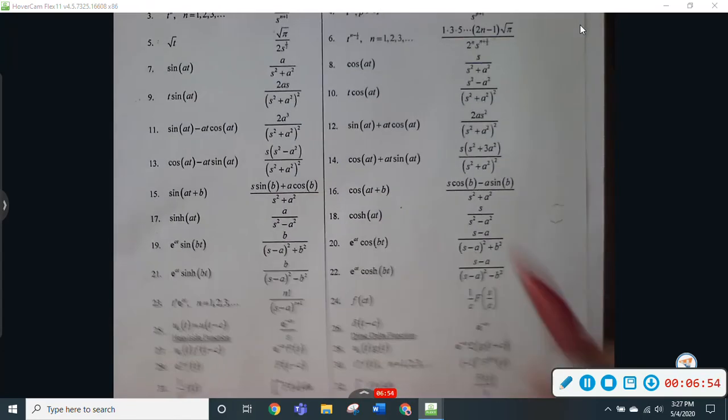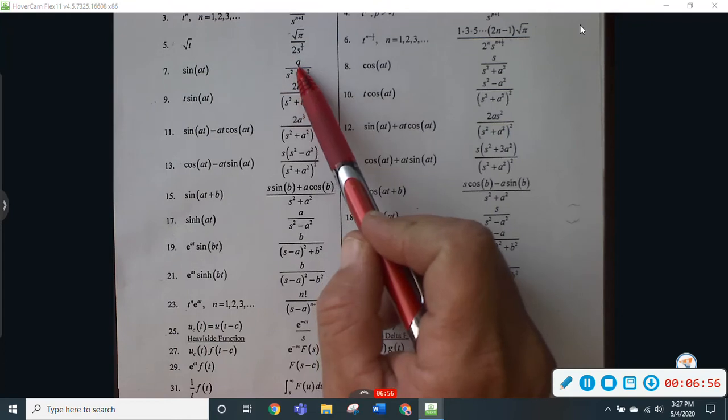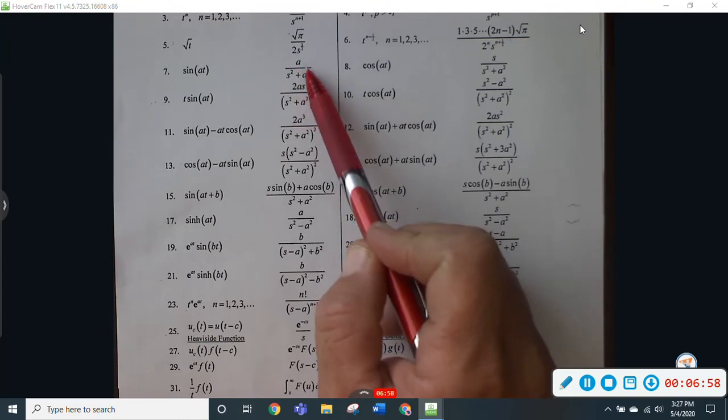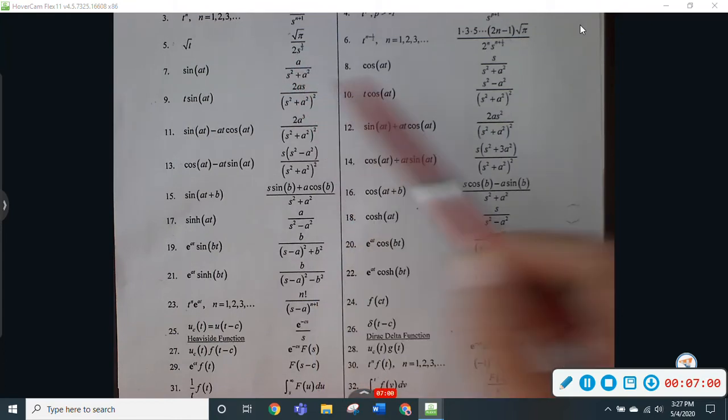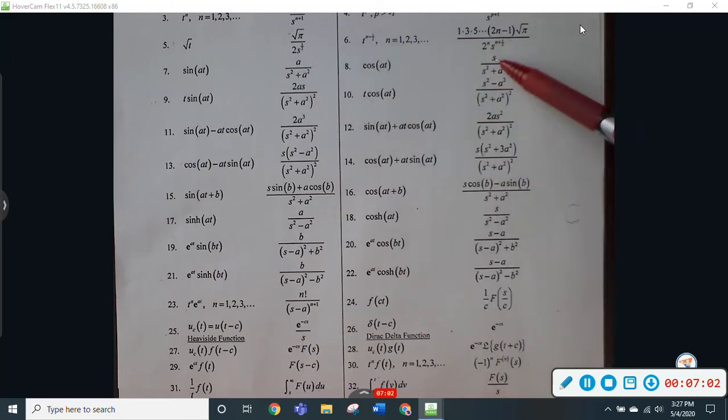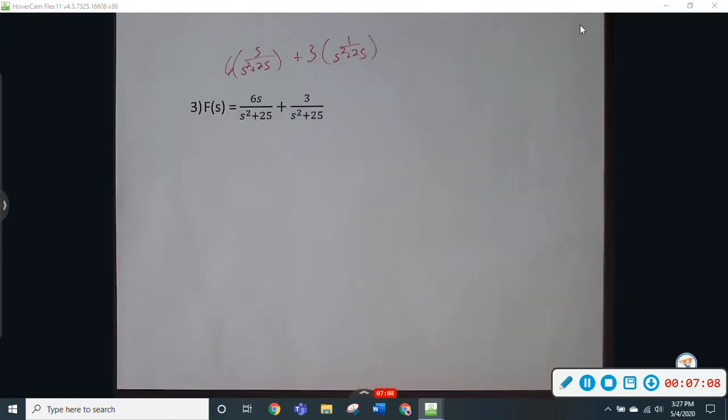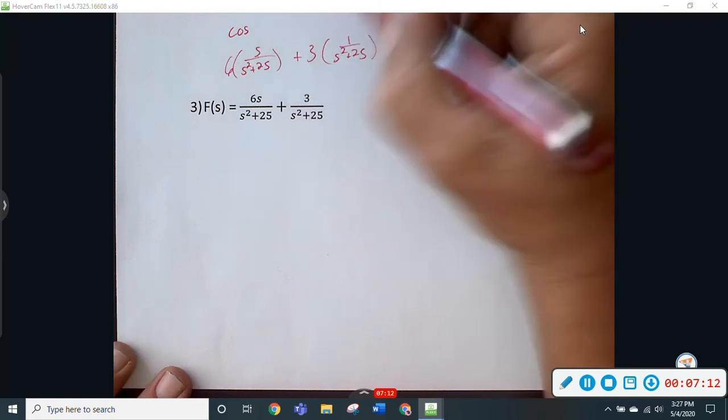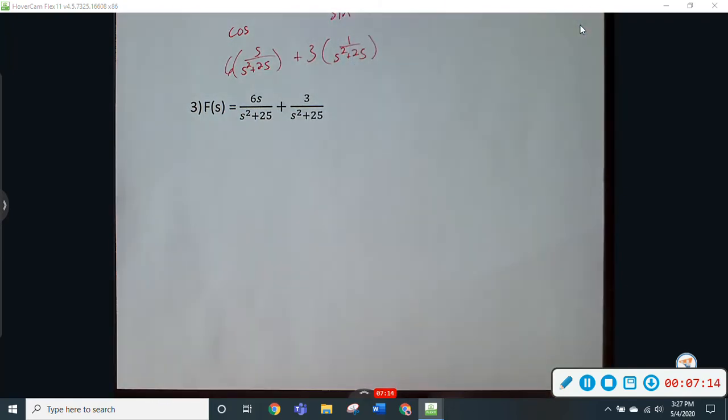Looking at our table here, 7, that's your sine. That's a constant on top, and your constant matching here. That's going to be important to divide out. And then again, variable here, constant. All right, so the first one is cosine, because we have our constant on top, and this one's going to be our sine transform.